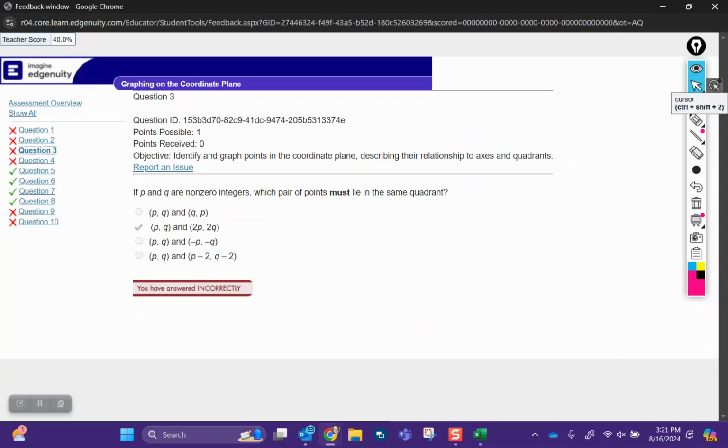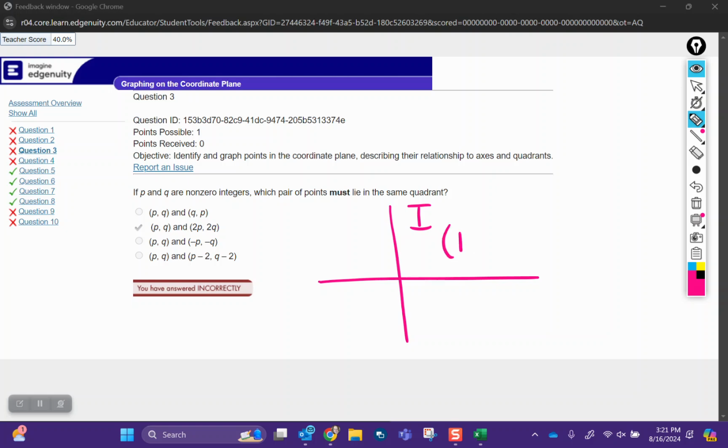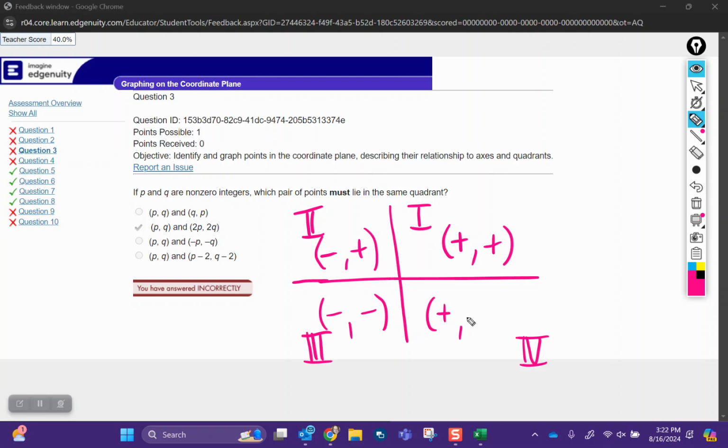P and Q are non-zero integers. Which pair of points must lie in the same quadrant? So you didn't answer this one. This is quadrant 1. These ordered pairs are both positive x and y. This is quadrant 2. These ordered pairs are negative x, positive y. This is quadrant 3, negative x and negative y, and then quadrant 4, positive x and negative y.